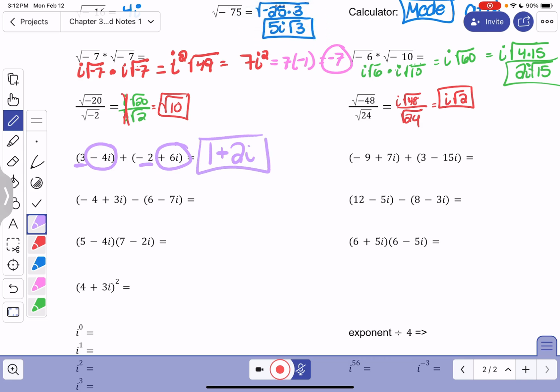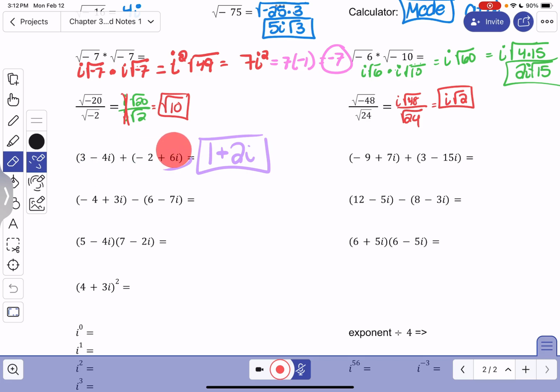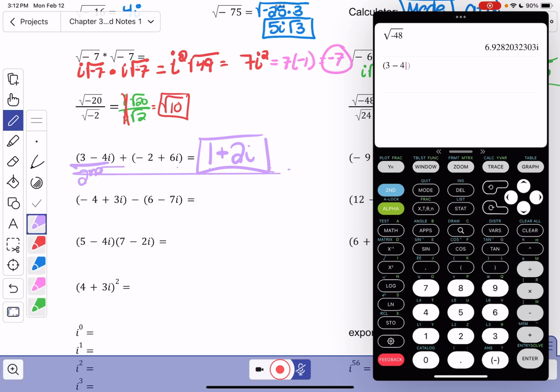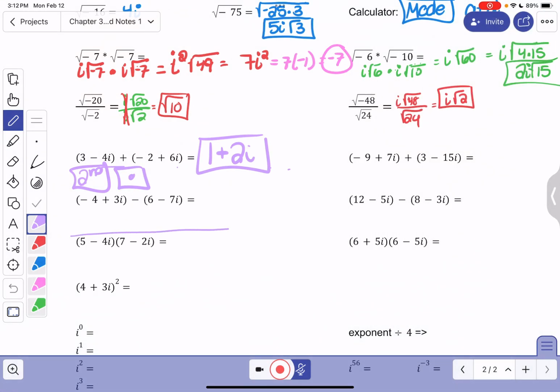We can also type that same thing right in the calculator. So in parentheses, those are going to be above the 8 and the 9. So parentheses, 3 minus 4. And then to get i, you hit the second button, which is the blue, and then you hit the decimal point. So second decimal point gives us i, close parentheses, plus, open parentheses, negative 2 plus 6i. And it spits out 1 plus 2i. So you can do it by hand. You can do it on the calculator. That's up to you. But pause the video and try those three.